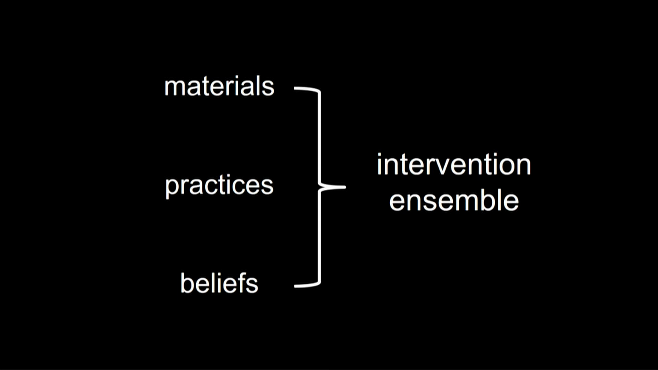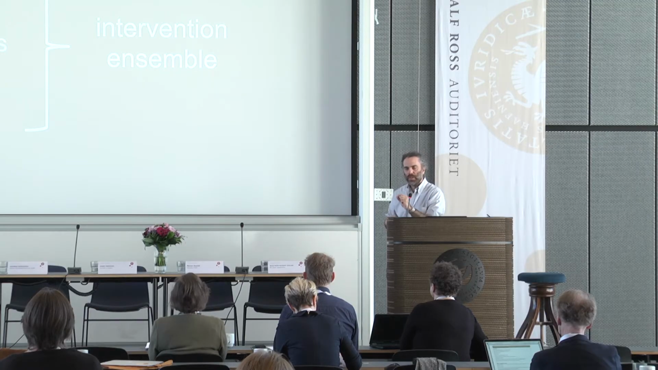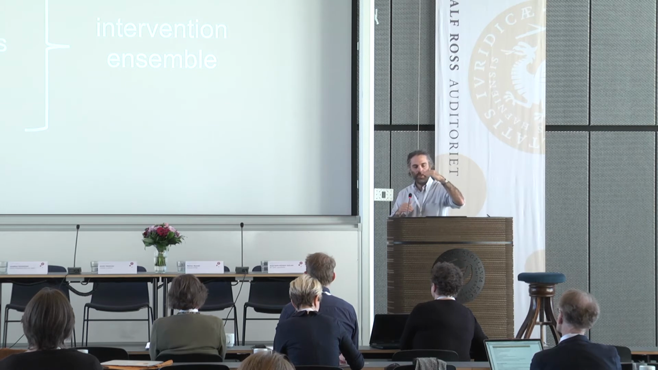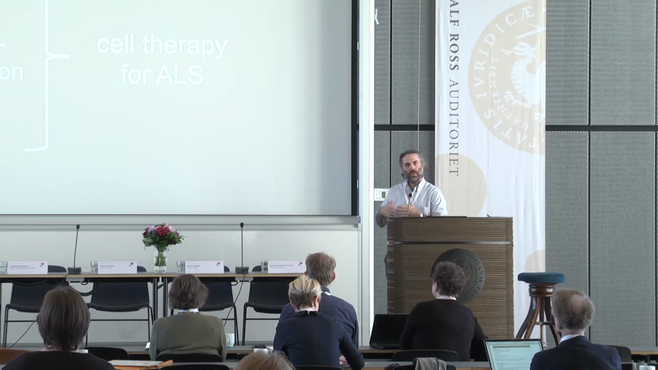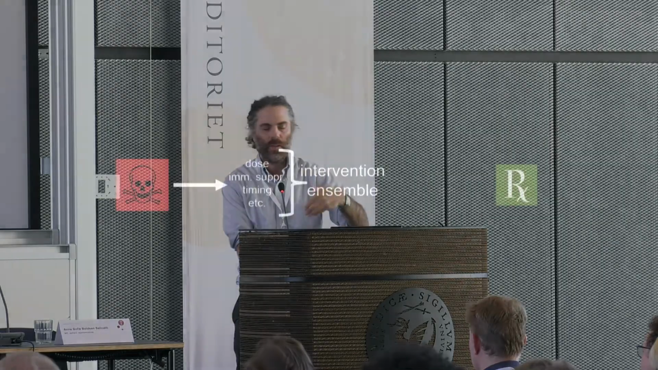Drugs don't do anything at all unless you know exactly what dose to use, what kinds of side effects to look out for, what kinds of co-interventions to use, et cetera. So I call that collection of materials, practices, beliefs combined with a drug an intervention ensemble. So for example, if you're developing a cell therapy for amyotrophic lateral sclerosis, you would need to know what dose of the cells to use, what kind of immunosuppression regime to use in patients, when to deliver the drugs relative to the course of ALS, combine that with the cells in order to elicit its clinical activity. So that's the first step, is to identify those various conditions to elicit the activity.